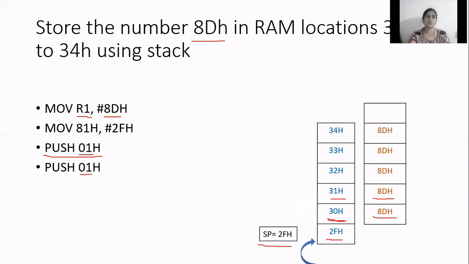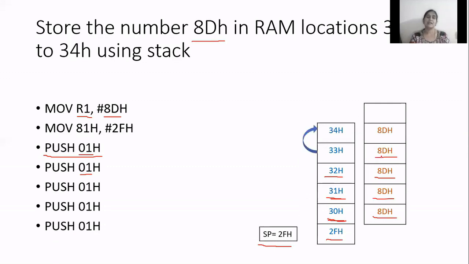When I go for the third, what will happen? Again, my stack pointer got incremented from 31 to 32, and the data 8DH is stored on that, right? Next, I'll do the same thing two more times. This time 32 got incremented to 33, that is the stack pointer, and the data 8DH is stored onto the stack. The last time when I do push, 33 gets incremented to 34, and the data 8DH will be stored onto the stack.